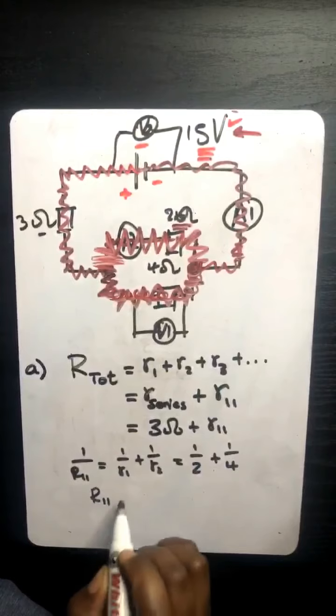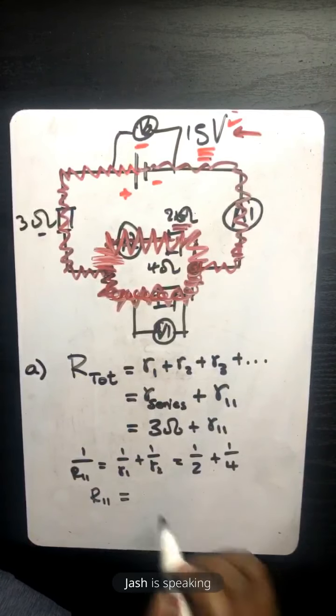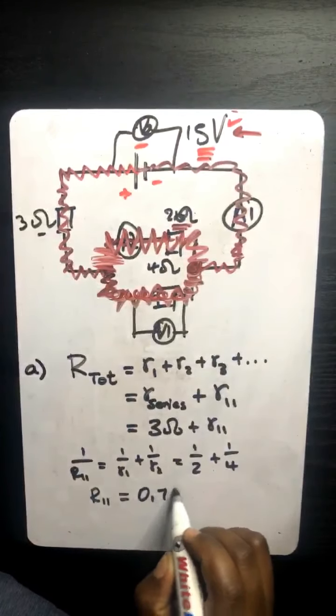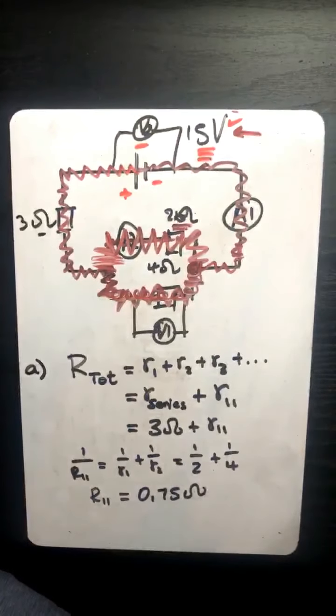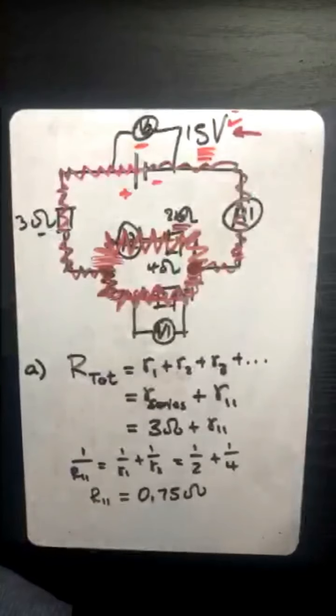So what is R parallel? Do you guys know how to calculate R parallel? So it's 3 over 4, which is 0.75. Someone is saying it is 0.75 ohms. Do you guys agree with that? Yes, sir. Is there everyone who agrees?